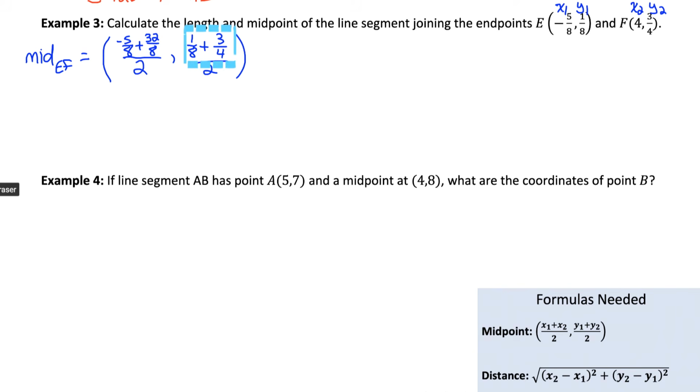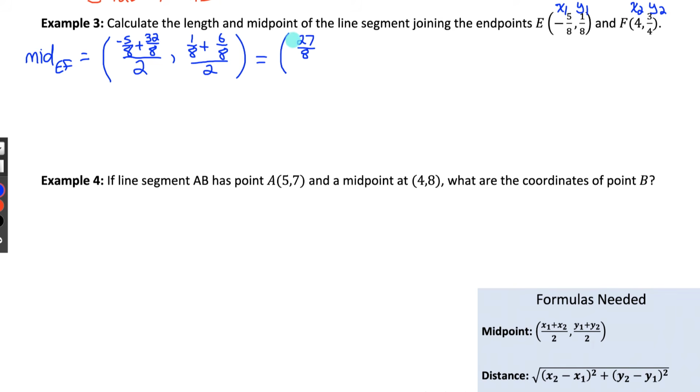And if I look at the y-coordinate of my midpoint, I look at the numerator, also fractions being added. My common denominator will be 8, so I'll multiply that 3 over 4, top and bottom, by 2 so that it has a denominator of 8. And that gives me an equivalent fraction of 6 over 8. Now that they have common denominators, I can add them. If I look at the x-coordinate, negative 5 over 8 plus 32 over 8, the rule for adding fractions with a common denominator is to add the numerators, negative 5 plus 32, which is 27, and keep the denominator.